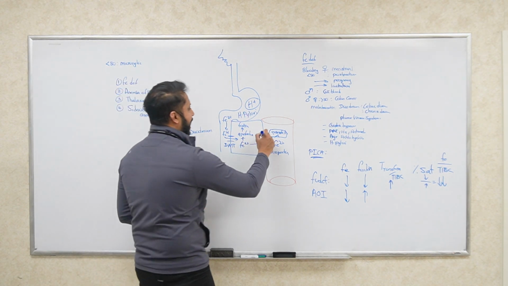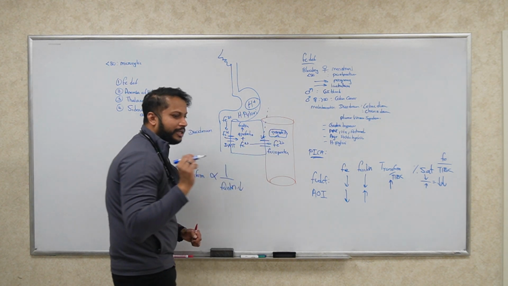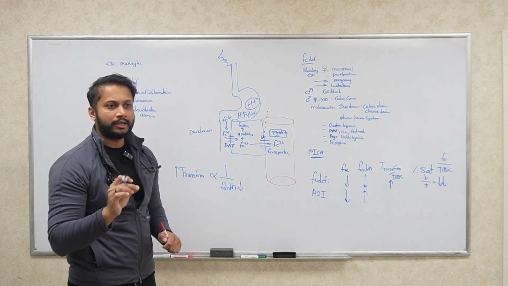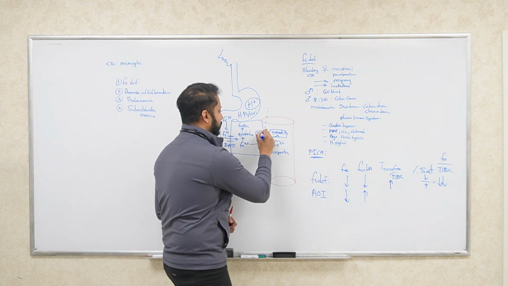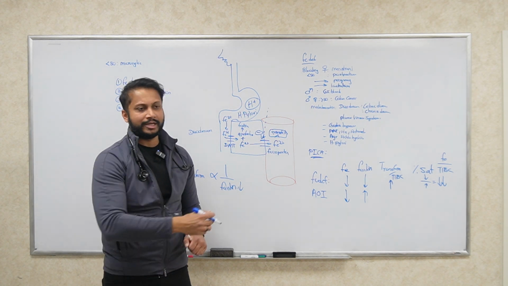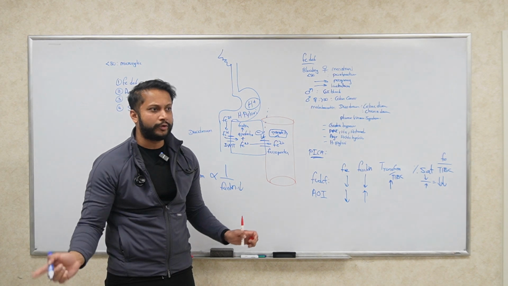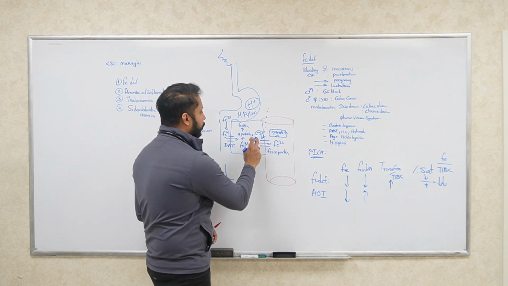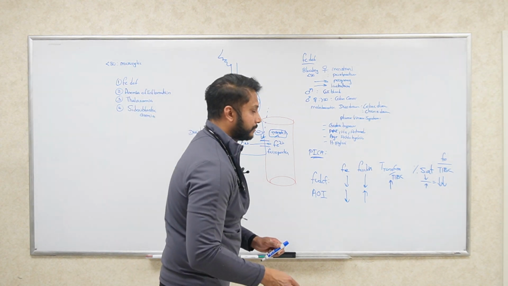Do you need to have a checkpoint on this channel? Do you need some form of something to give a negative feedback to this? Yes, because if not, what's going to happen? This channel is always going to be open. You're always going to keep reabsorbing iron non-stop and go into iron overload. So what controls this channel? What is that?